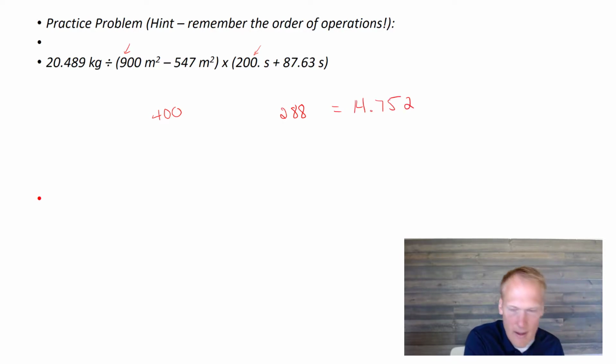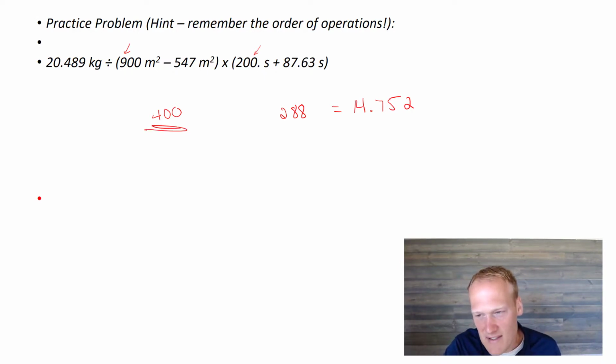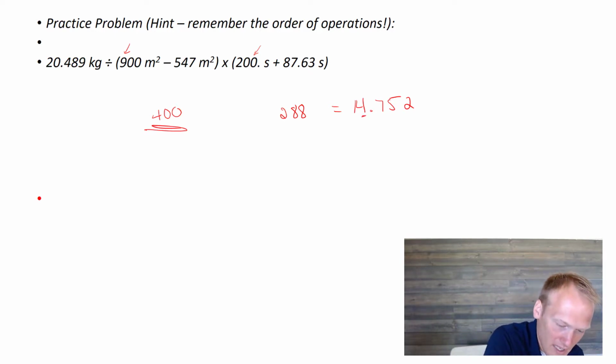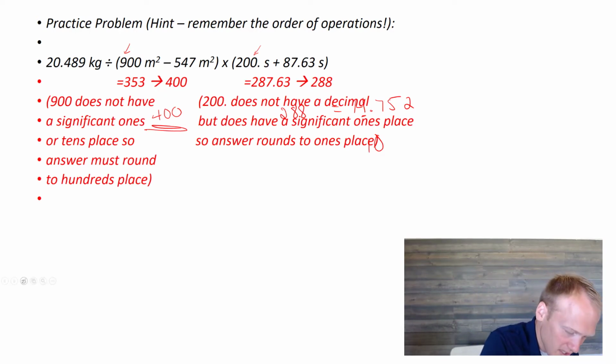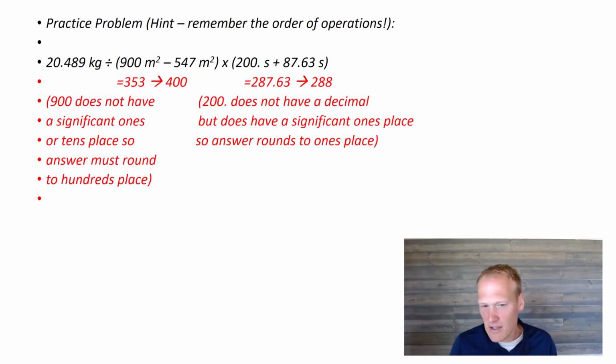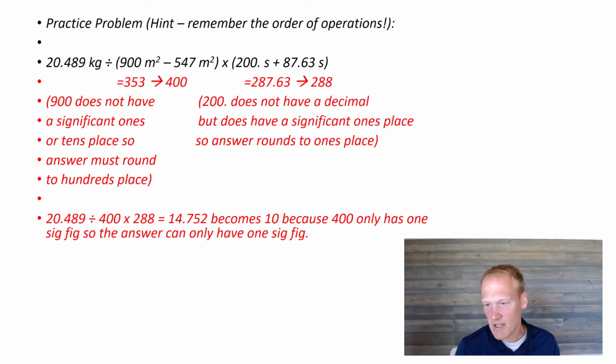14.752. But notice, the 400 we rounded earlier only has 1 sig fig, which is the least number, and that means we should only have 1 sig fig in our answer. The 4 will not round the 1 up, and this will become 10. 10 would be the answer to this problem, even though we have lots of different numbers with lots of different levels of significance. We can only be as significant as the least significant number. This explains everything I already just talked about, and we'd get 10 because 400 only has 1 sig fig.